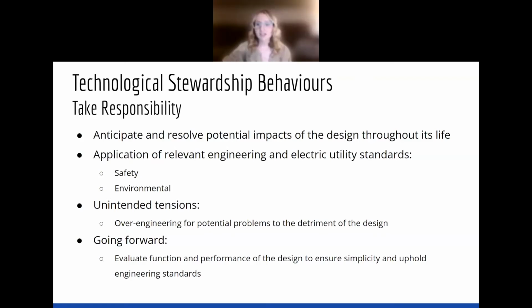Looking into challenges we faced, an unintended tension arose from over-engineering and overthinking problems that could lead to the detriment of the design. Although we have worked well on realizing our mistakes and failures, and we have been able to find solutions, oftentimes the team would overcomplicate the problem and look for a convoluted solution. From this tension, we were able to ensure functionality and performance and look for a clear solution rather than overcomplicating.